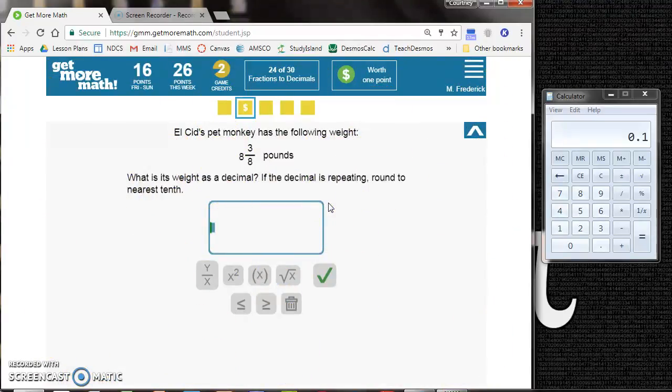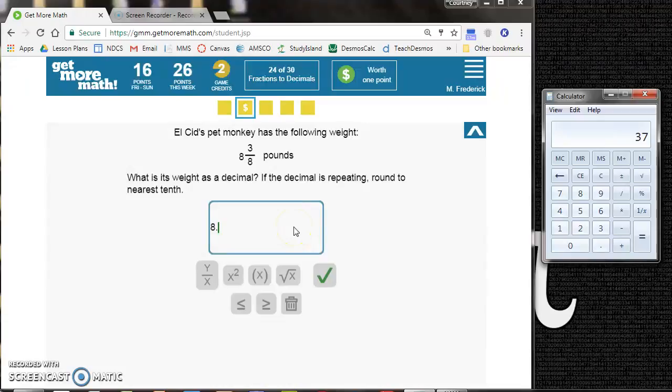El Cid's pet monkey has the following weight: 8 3/8 pounds. What is its weight as a decimal? Notice here that we have 8 whole pounds. That will go in our ones place on the left side of the decimal. We can then use our calculator to figure out the decimal conversion of that fraction, which is 0.375.